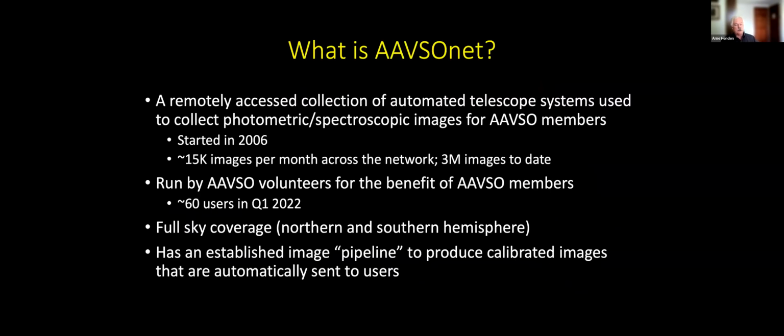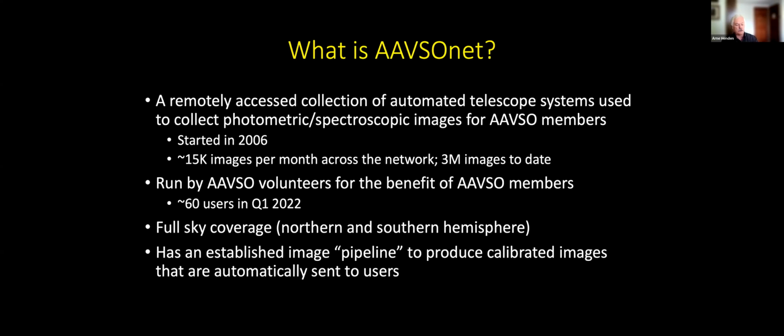So AAVSOnet is a remotely accessed set of telescopes. There are currently 9 of these telescopes distributed worldwide. This network started 16 years ago, it seems like. We started with the Sonoita Research Observatory telescope down in southern Arizona, and then expanded beyond that to telescopes in other states as well as worldwide.